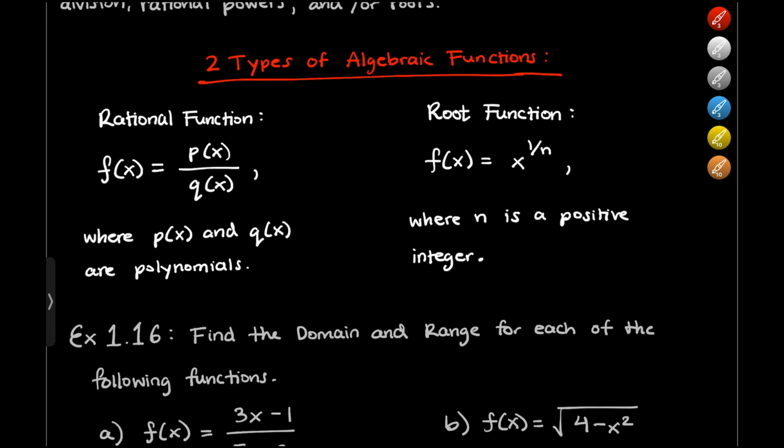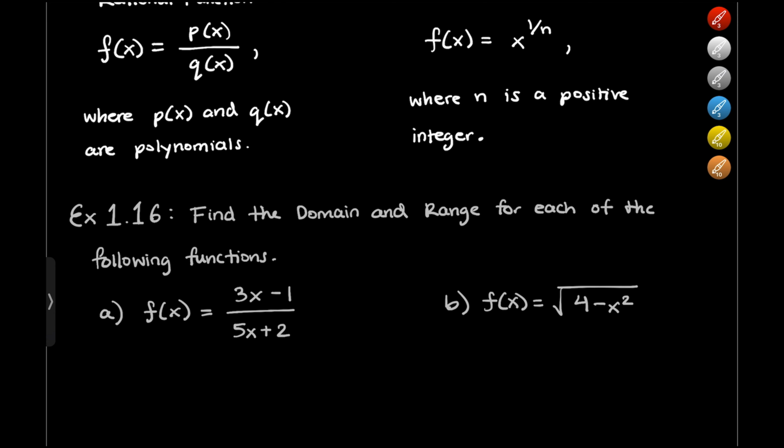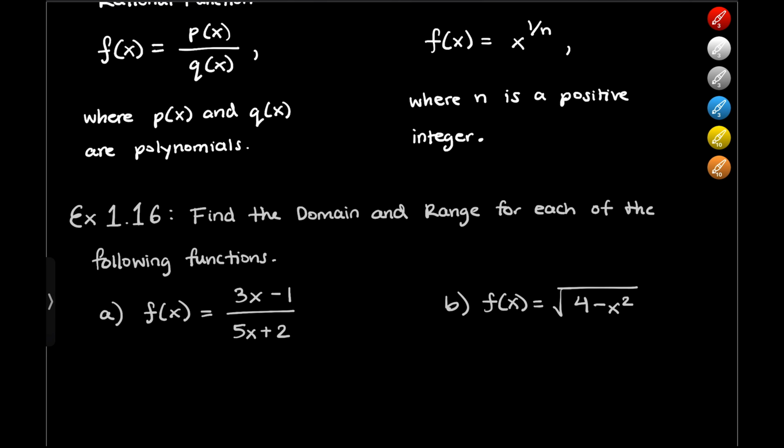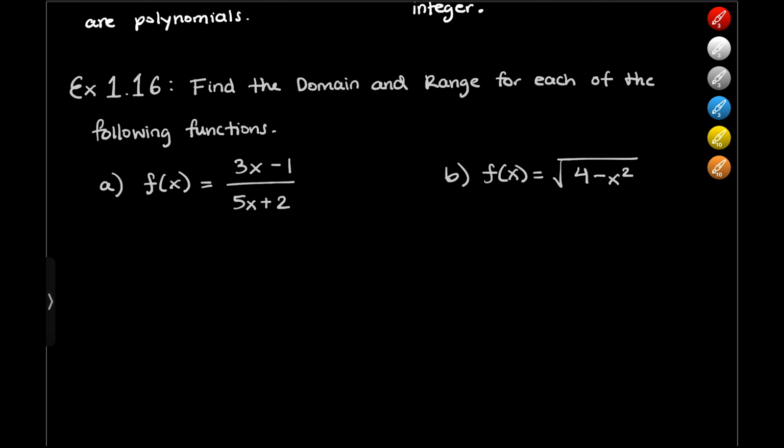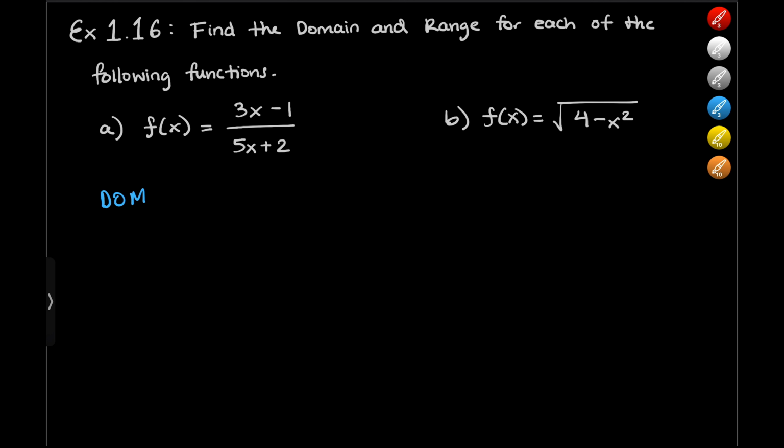So now let's look at this example problem 1.16. It says to find the domain and range for each of the following functions. So let's start with part A. So let's first look at solving for the domain. And we can see that if we put negative 2/5 in for x, we will get an undefined value. And so that's why the domain goes from negative infinity to negative 2/5, and then it goes from negative 2/5 all the way to infinity.